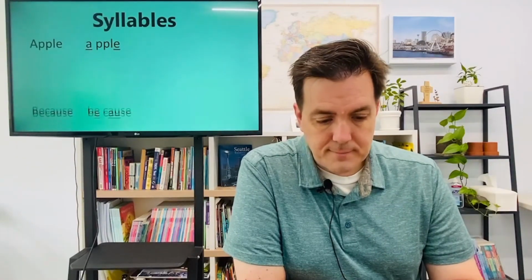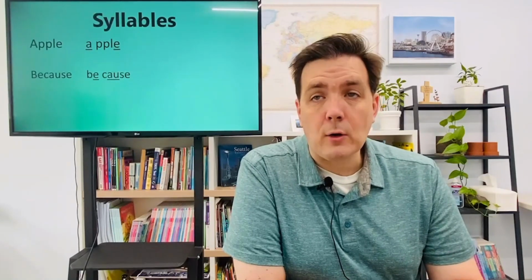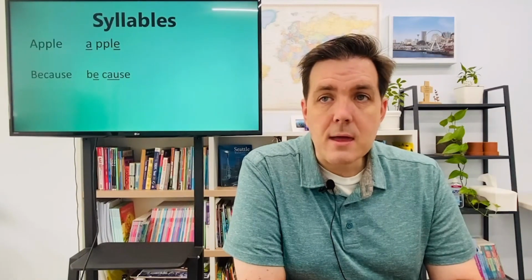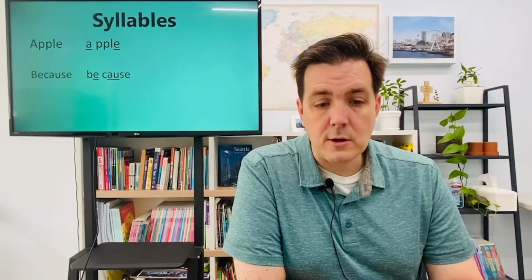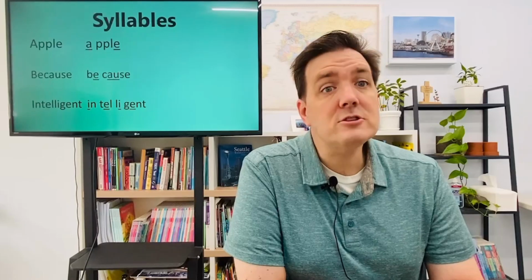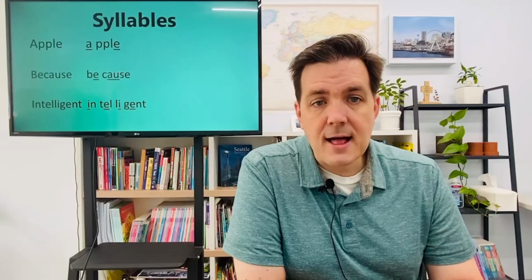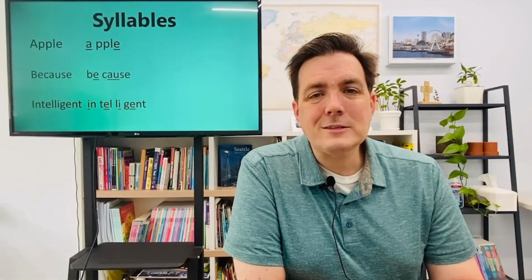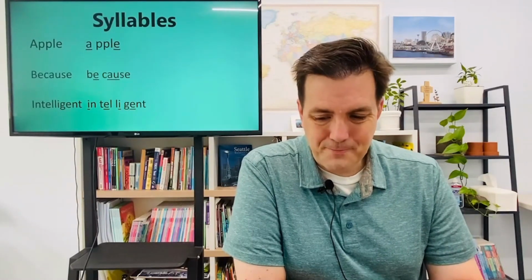How about this one? Because. Now because has four vowels, but we hear two different vowel sounds. Be, cause. So that is a two-syllable word. The last one, intelligent. Intelligent's a long word. It has four syllables. Intelligent. Now, why are you learning syllables? Well, that'll also be clear in just a moment.